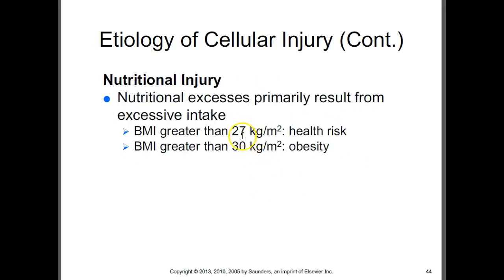All right, so for example, I happen to weigh about 170, and I am 1.78 meters tall. If you calculate, my BMI should be about 24 or 25, right?